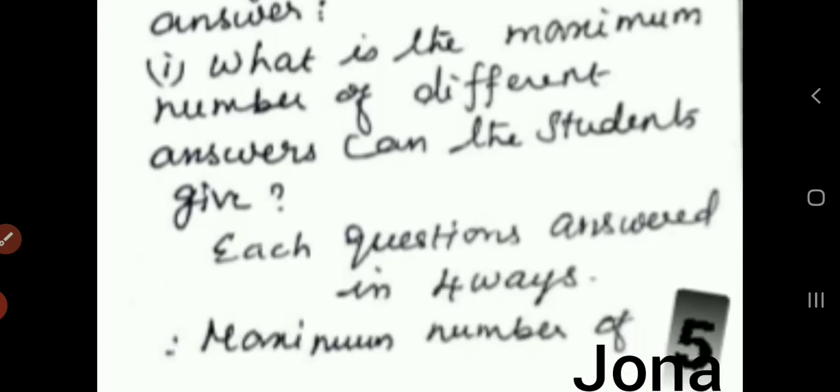5 multiple choice questions are there, and each question has 4 choices. Out of which one is the correct answer. What is the maximum number of different answers the student can give? Here it's clearly given, each question is answered in 4 ways. Maximum number of different answers: the first question is 4, second question 4, third, fourth, fifth question. So the student can answer in 4 power 5 different ways.